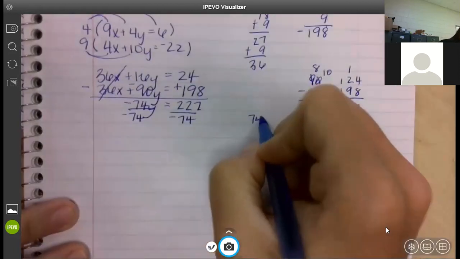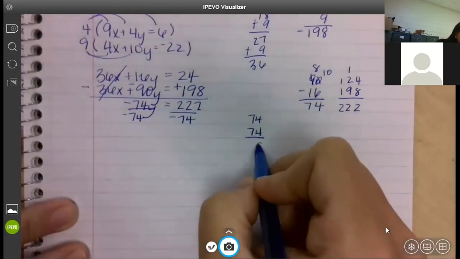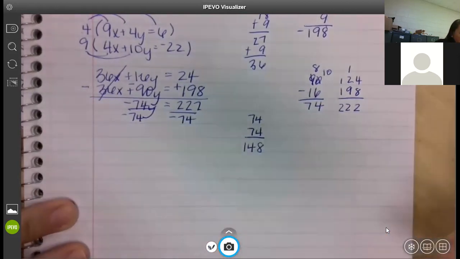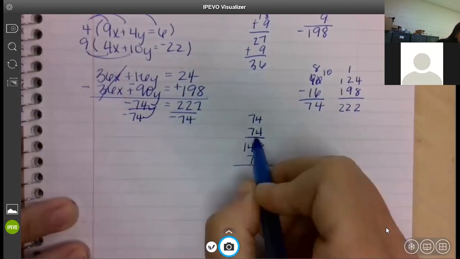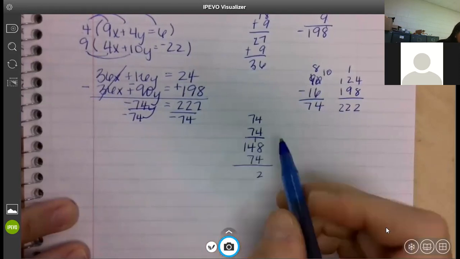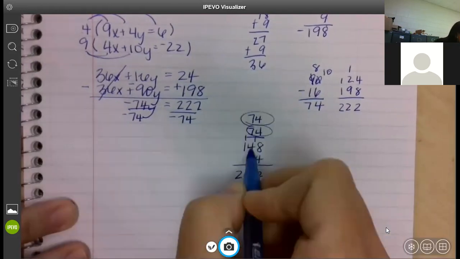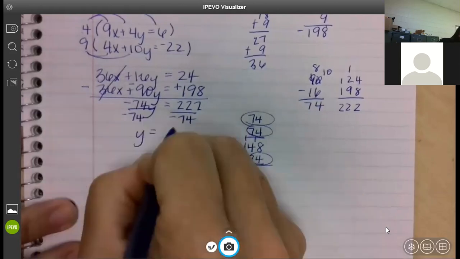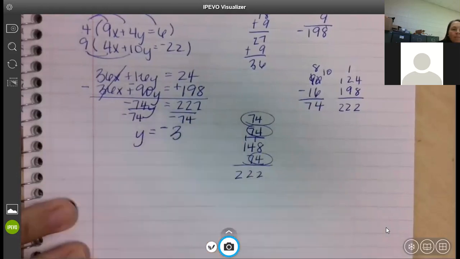Because I don't have a calculator, I just add 74 until I get to 222. So 4 plus 4 is 8. 7 plus 7 is 14. So that's 2 74s. This will be the third 74. 8 plus 4 is 12, which is 222. It took 3 74s. So that means y equals 3. It's a positive over a negative, which is -3. Okay, so that gave me my y.